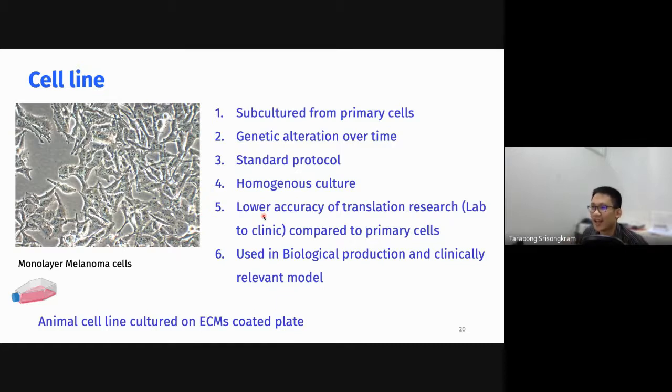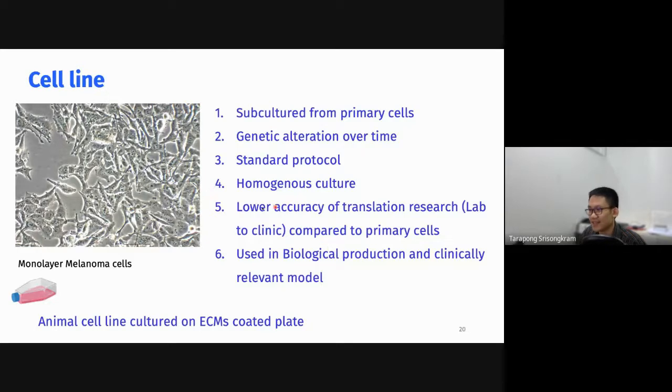Okay. And for the application of the cell line, it's mostly used to produce biological products, because this cell line can be propagated more and more. So we don't need to obtain this cell line from the living body of an animal. We can buy this cell line from stock, from the industry that provides cell line stock. So we can use this cell line in biological production, and because it has a standard protocol and a homogeneous culture, it supports biological production.